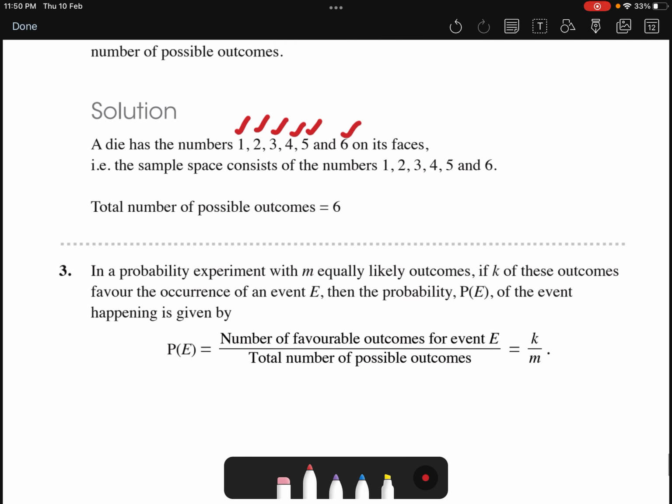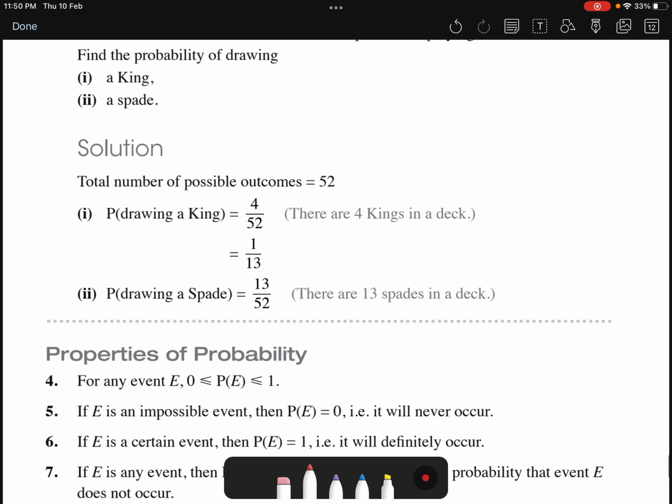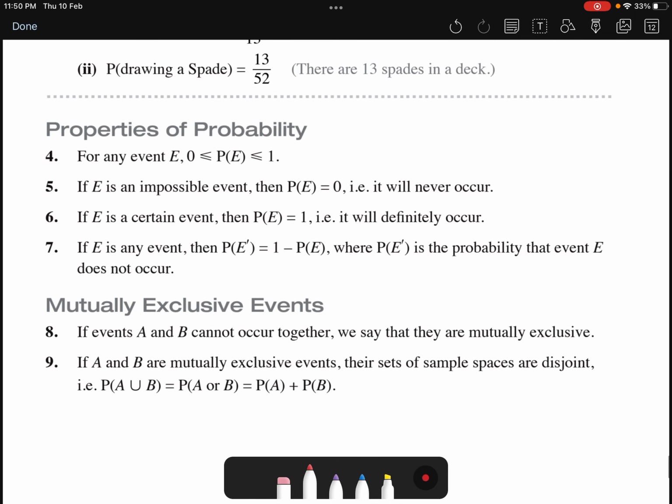Okay, number 3. How do I calculate probability? This one is simple. For example, the probability of an event E: what is the chance that event E might occur? You use the number of favorable outcomes for event E divided by the total number of possible outcomes.